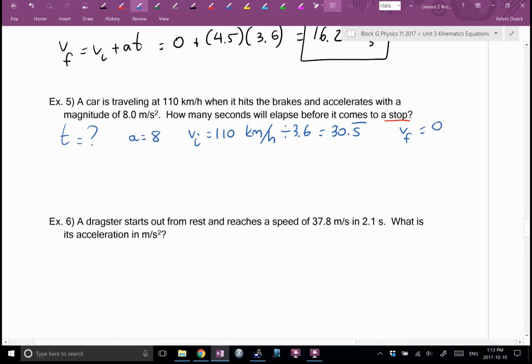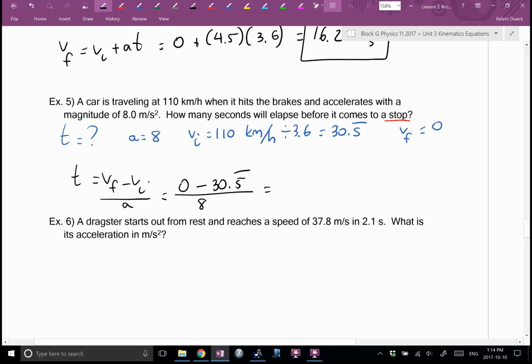Maddie has cleverly gone back. I saw you. Yep. We're looking for an equation that has a T, a VI, a VF, and an A, and it has the T by itself. Read it to me. So it's going to be 30.5 repeating minus 0 all over. Oh, wait. I did this wrong. What's V final? 0 minus, what's V initial? 30.5 repeating. 30.55, 30.56 would work as well. Over, what was A? 8.